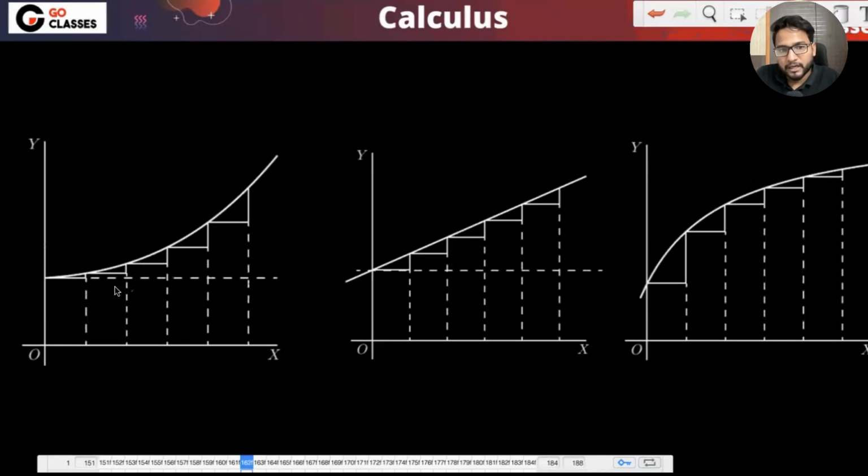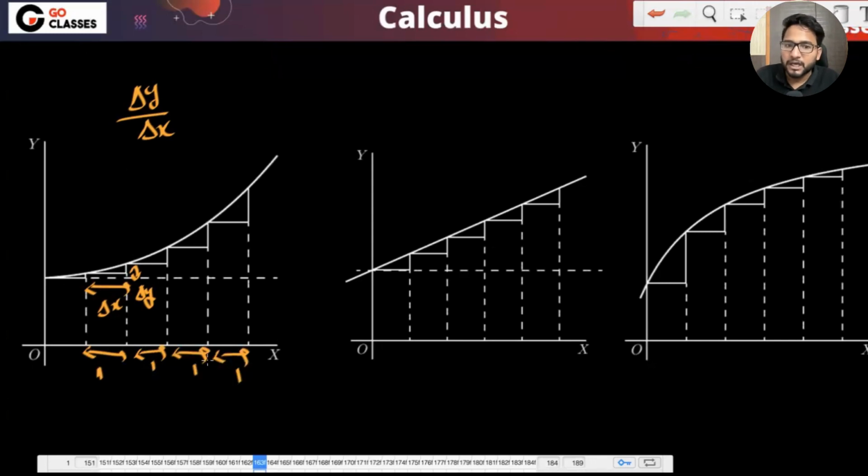If you look at this first graph and check the ratio of del y upon del x, keeping this del x the same, this del y is a little less here and this is more. So the slope is increasing, right? Let's suppose this interval is one. Keeping del x the same, del y is increasing, which means the difference between these values is higher here compared to there. So here you can say that the slope is also increasing.